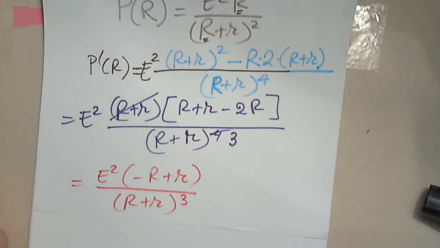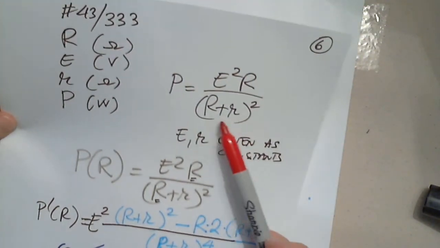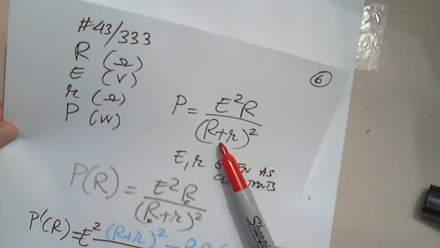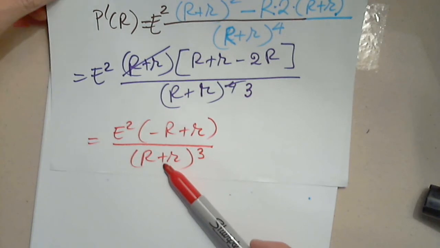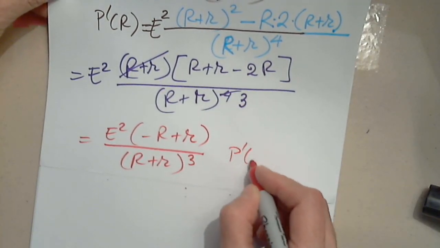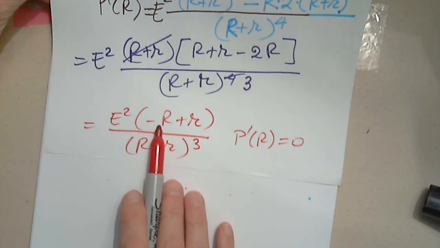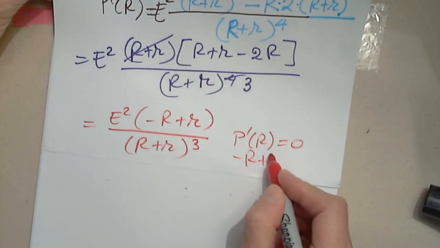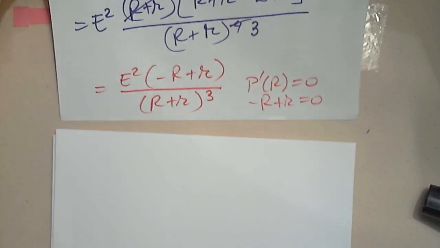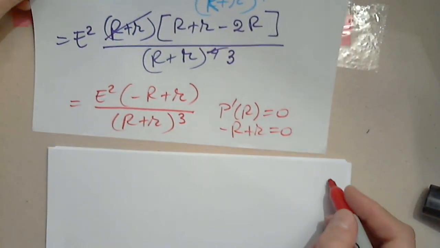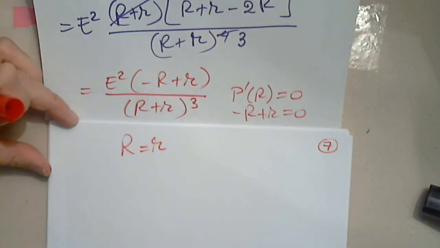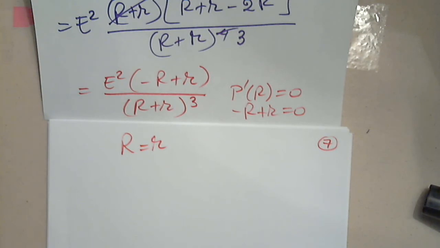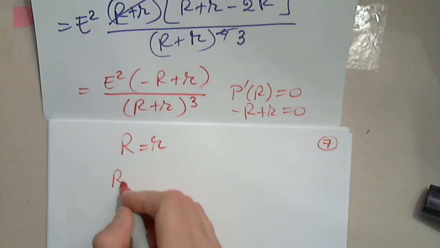Like before, I have to find critical numbers. R plus r cannot be 0 because if this quantity is 0, then the power is undefined. So no critical number comes from P prime being undefined. But from P prime of R equals 0, I get negative R plus r equals 0. So what can happen here is only when R equals little r. But I don't know if this gives a max or a min. I have no idea.